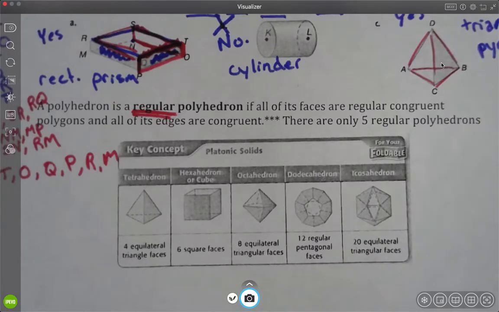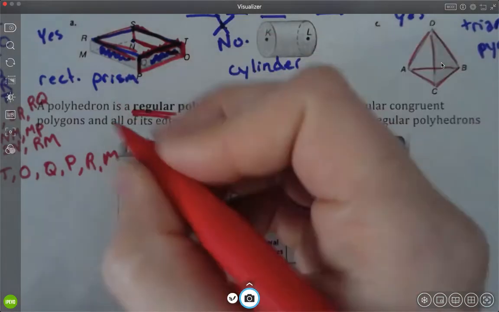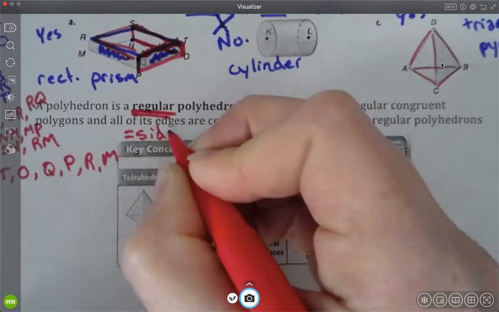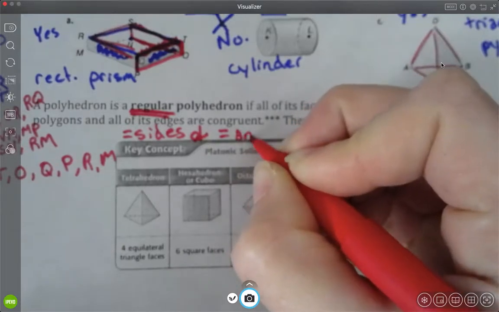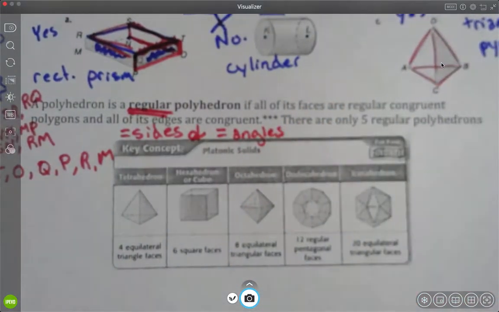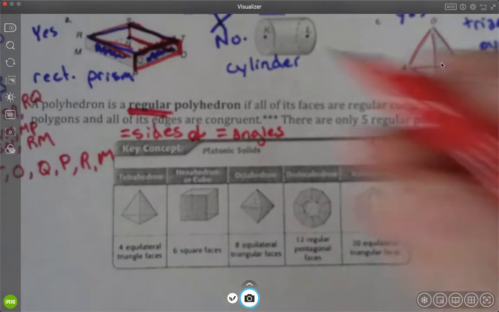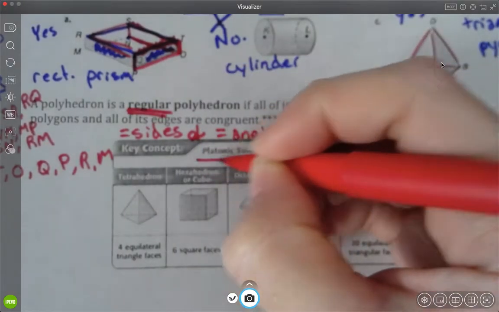If they say a polygon is regular, like if I say a regular pentagon, it's not just any old pentagon, it's a regular one. What does regular mean? Equal sides and equal angles. Right? That's what regular means. Equal sides, equal angles. Okay, so they have some cool shapes called Platonic solids.